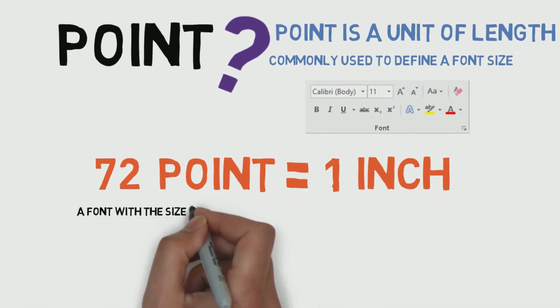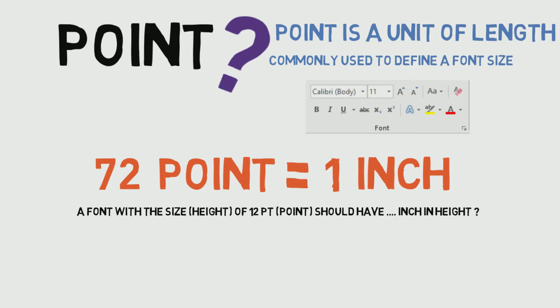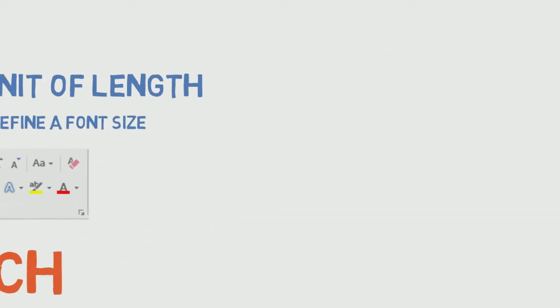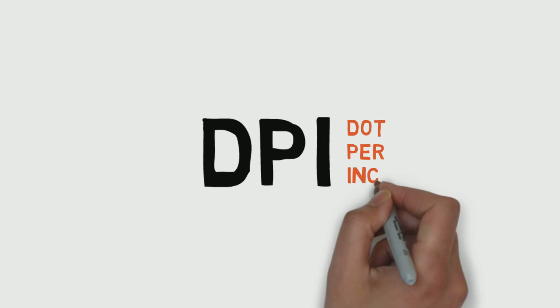So let's say you have a font with the size of 12 point. How big is it in inches? With simple math, we can get the actual physical size of the font. What we need to do is divide the font size by 72 and we will get the font size in inches. For this example, we divide 12 by 72 and we get 1/6 of an inch. Easy, right?